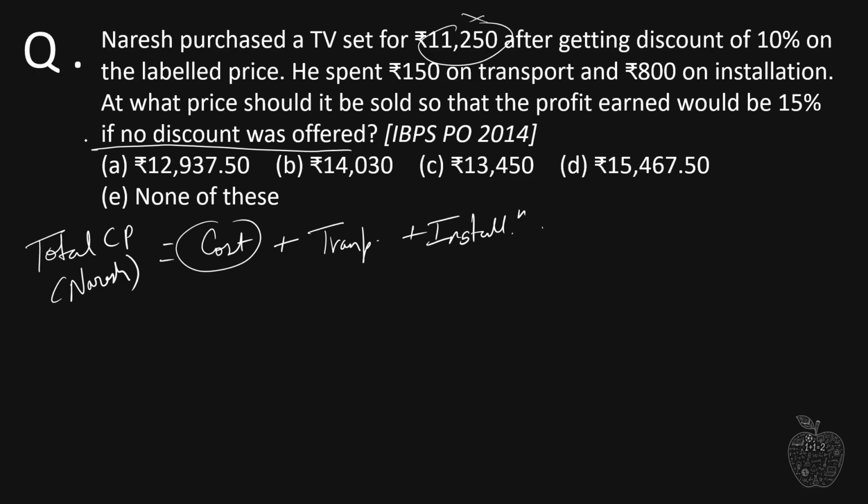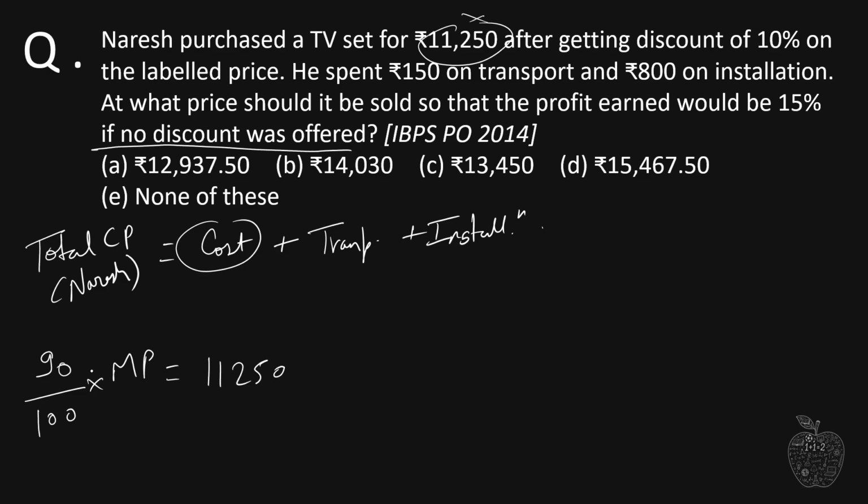But the scenario given is that no discount was offered. In order to find that, we need to find what the mark price was. The discount offered was 10%, so that means he must have bought it at 90% of the mark price. And this is equal to 11,250.